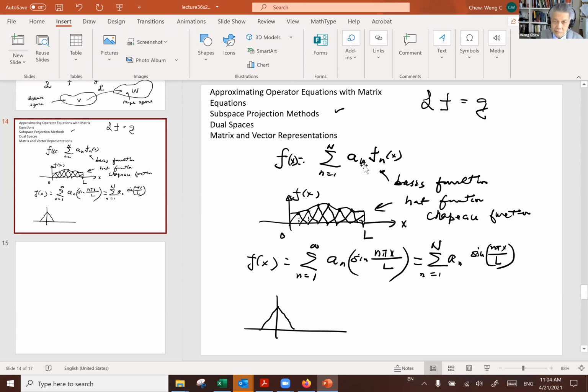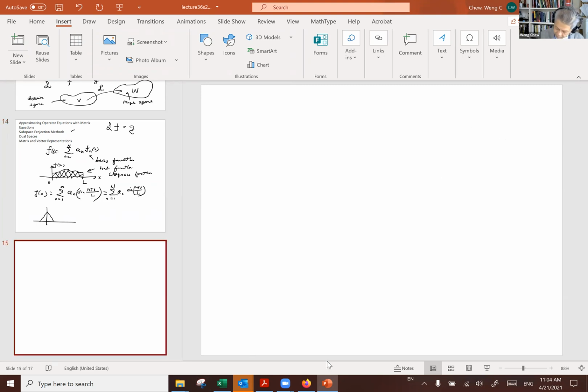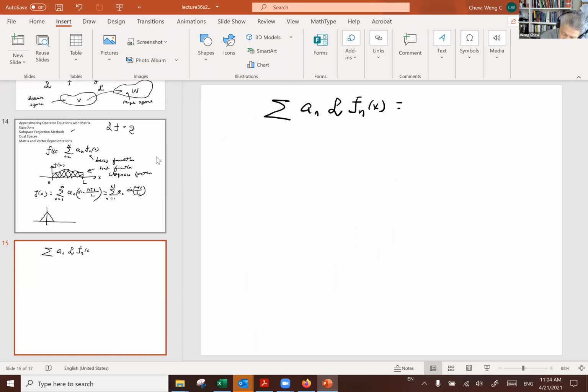So what you do is substitute this expansion into the above equation. If I substitute this equation into the above equation, then I would get something like the sum over n of a_n L f_n(x) is equal to g, with n from 1 to N. Just by doing a substitution of this, assuming that L is a linear operator.